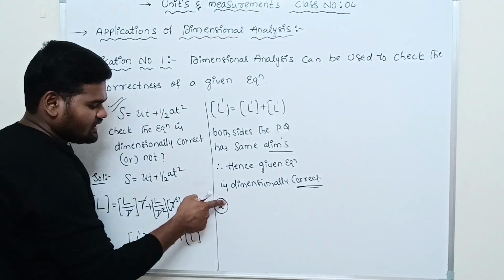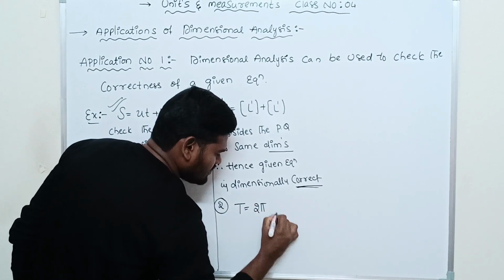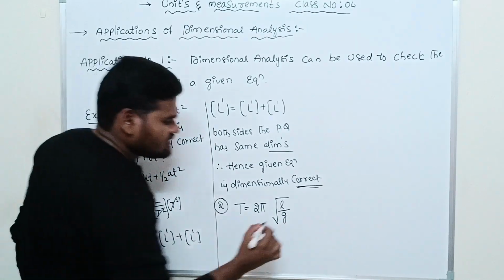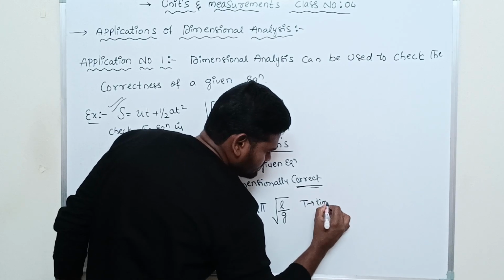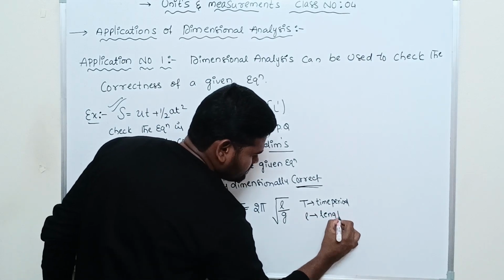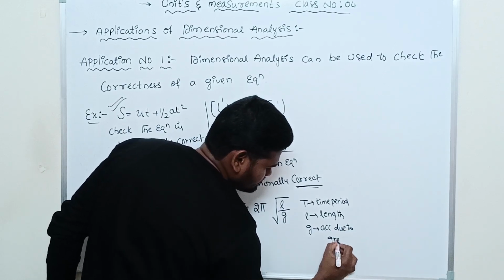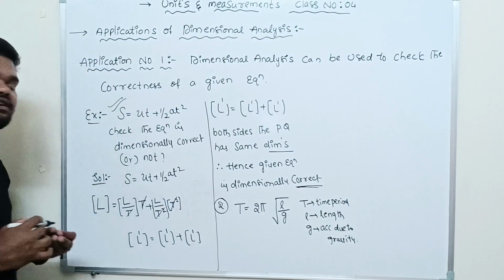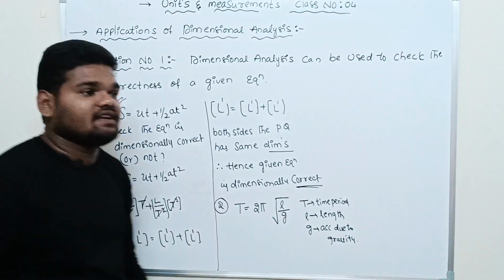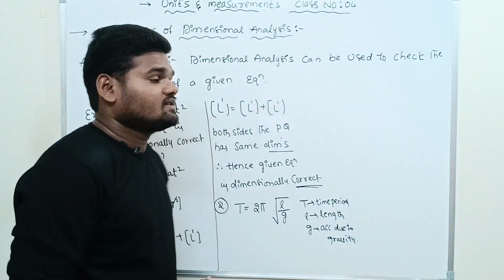I'm taking one more equation, that is T = 2π√(L/g). Here T is the time period, L is length, and g is acceleration due to gravity. Pause the video and solve this question. 3, 2, 1, go. I'm going to solve the question. Have a look.